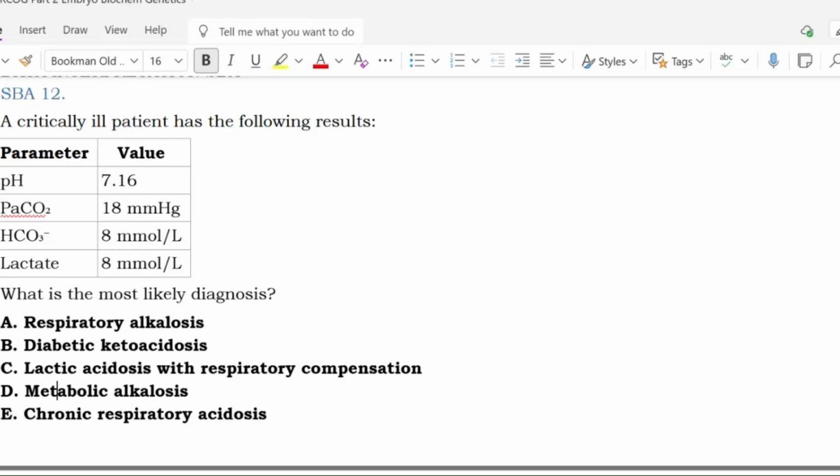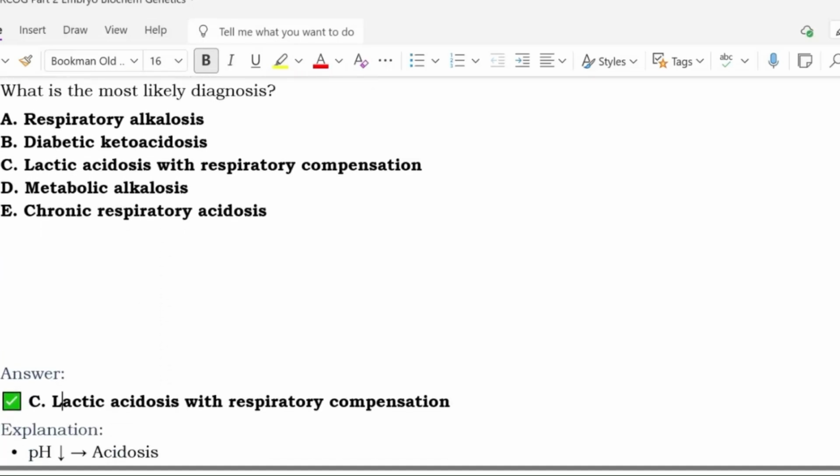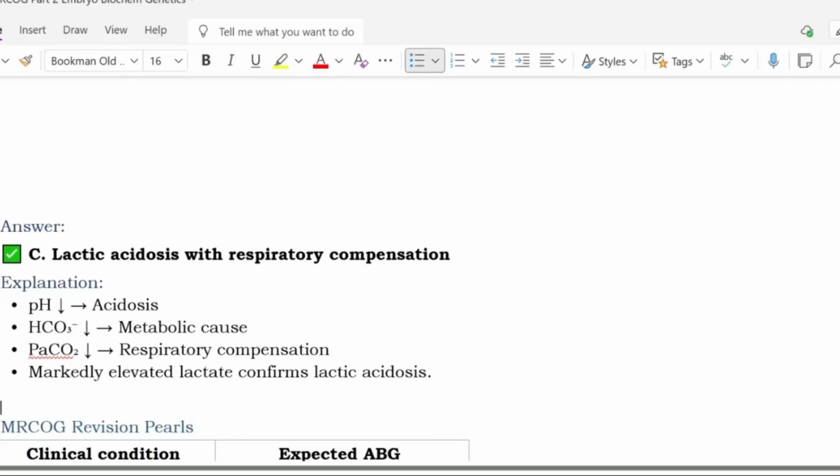Correct, because lactate levels are also increased and PaCO2 is reduced. So respiratory compensation has come into action and pH is low. That means we are dealing with acidosis. So it is a lactic acidosis with respiratory compensation. Okay.